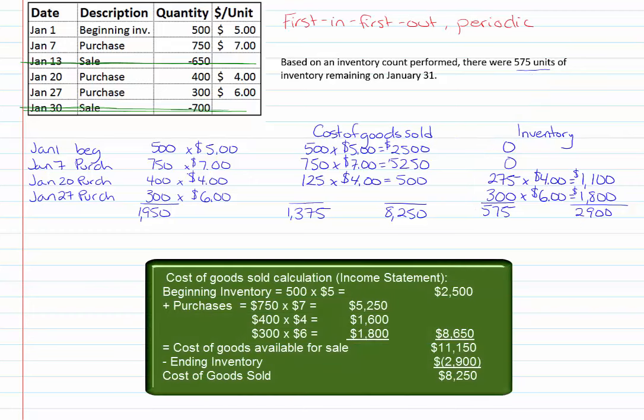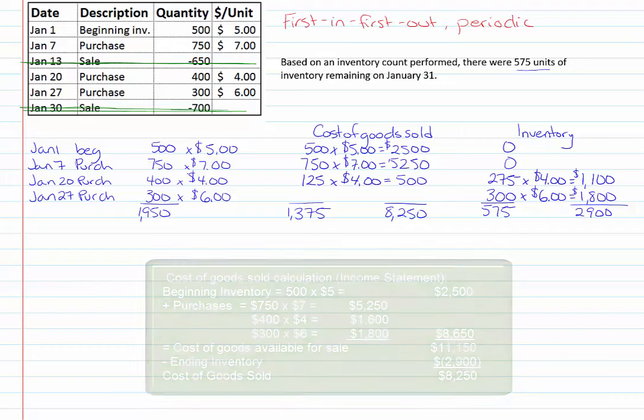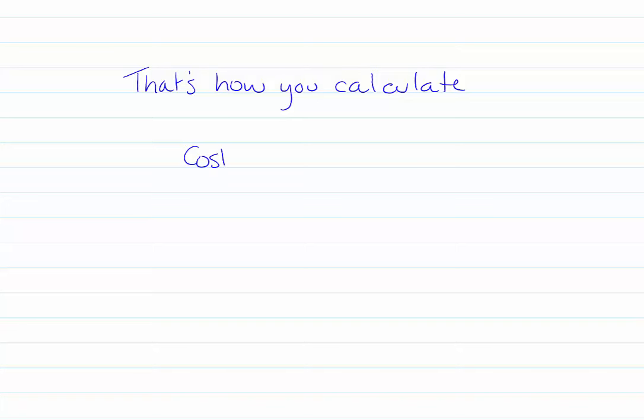And this could show up on your income statement. You could have your beginning inventory plus your purchases equals your cost of goods available for sale minus your ending inventory to give you your cost of goods sold. And now that you've watched this video, you should know how to calculate the cost of goods sold under the first in, first out method in a periodic system.